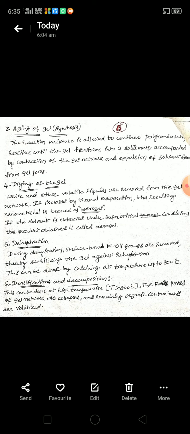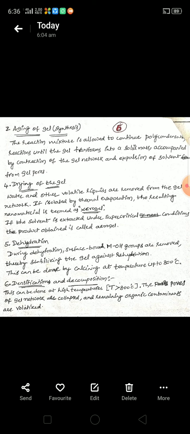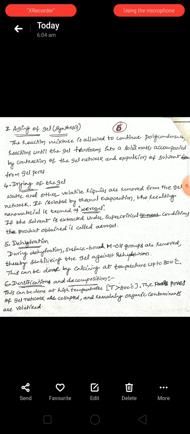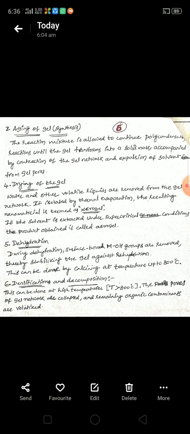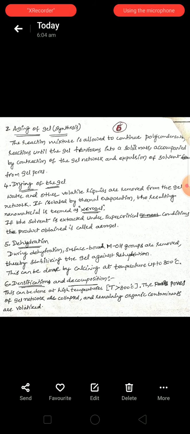In densification and decomposition, the same gel network is heated more than 800 degrees centigrade to remove the pores or holes from the gel networks. Those can be collapsed, and if any organic contaminants are there, those can be volatilized in this step. This is all about the sol gel process or sol gel method. Sol gel method is one of the methods by which we can synthesize the nanomaterials by chemical transformation of the sol into gel. Another two methods are there that we shall discuss in the next class.